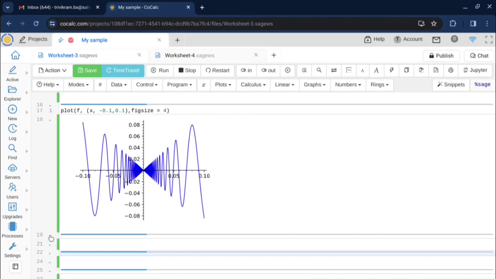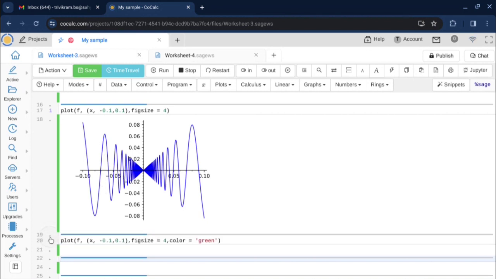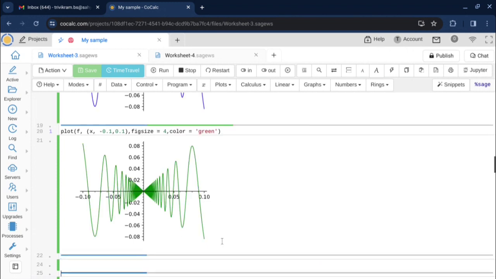Now I want to change the line color as green. So let us see the command. So I have to plot f, interval I have given, figure size 4 I have given, color I am selecting it as green. Even if you want, you can select it as red also. So just run it. We are going to get it as green color.